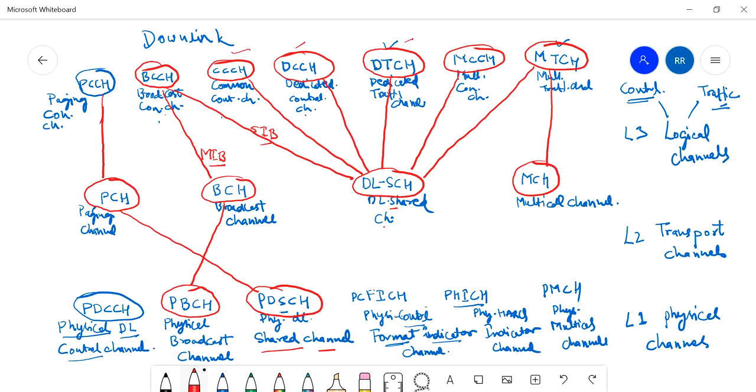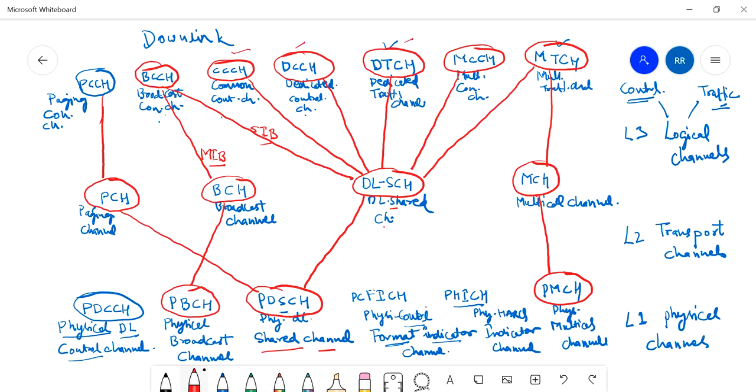Both are transferred by the broadcast control channel, but the MIB is transferred this way and the SIB that way. Now, if we map from transport channel to physical channel, the downlink shared channel maps to the physical downlink shared channel. And the multicast channel, used by MTCH, is mapped with PMCH.